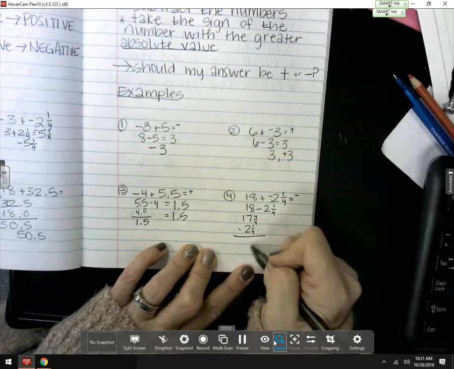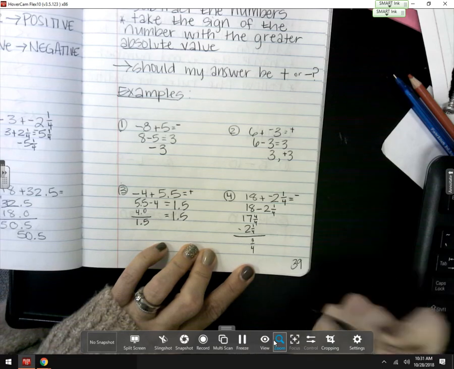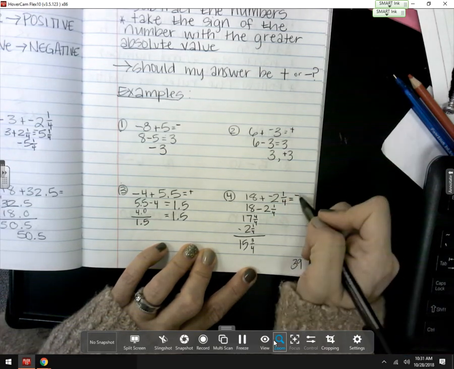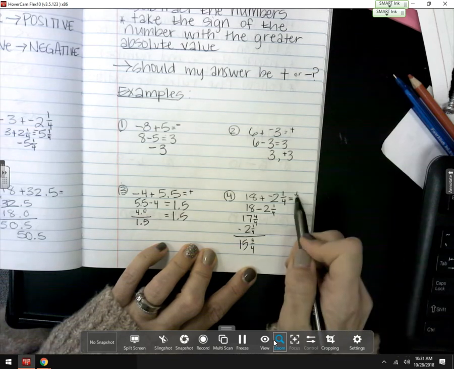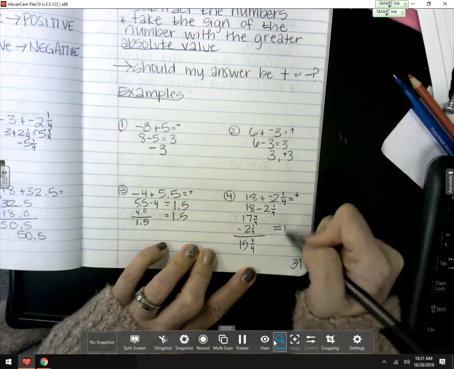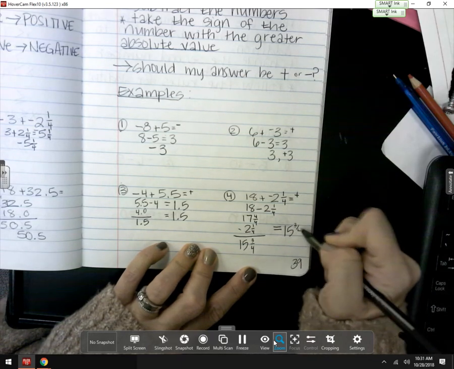4/4 take away 1/4 is 3/4. 17 take away 2 is 15. And my answer is going to be positive. I don't know why I wrote a negative sign there. That's kind of crazy. So my answer is going to be positive 15 3/4.